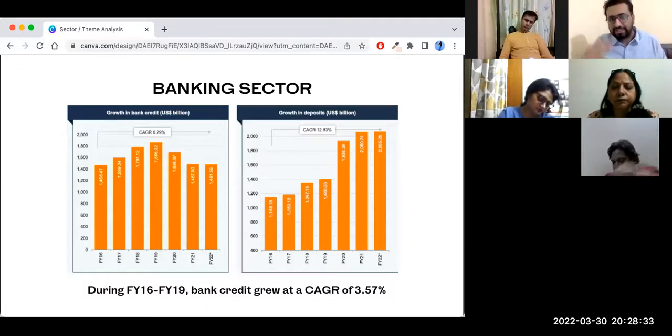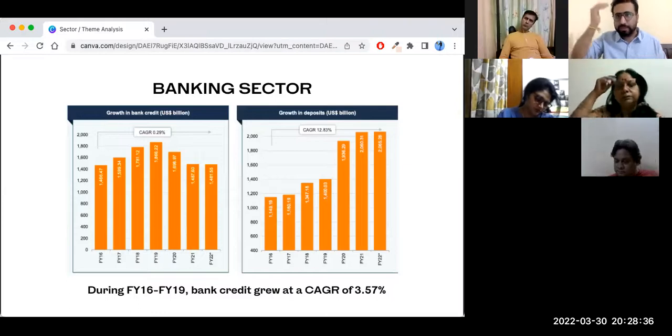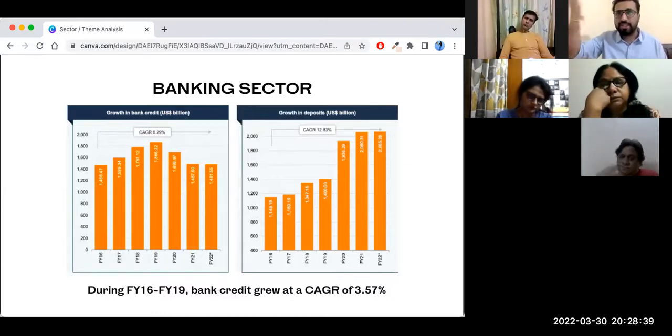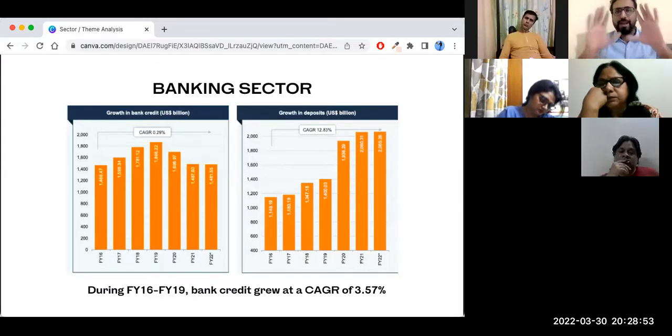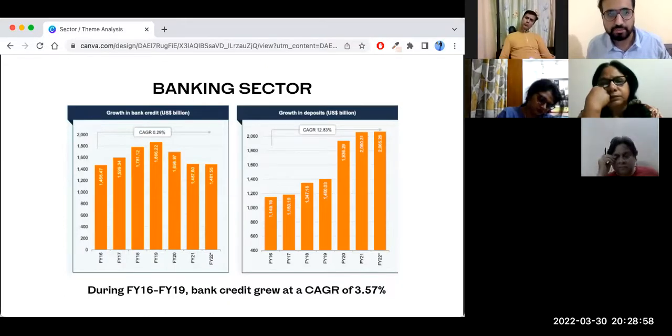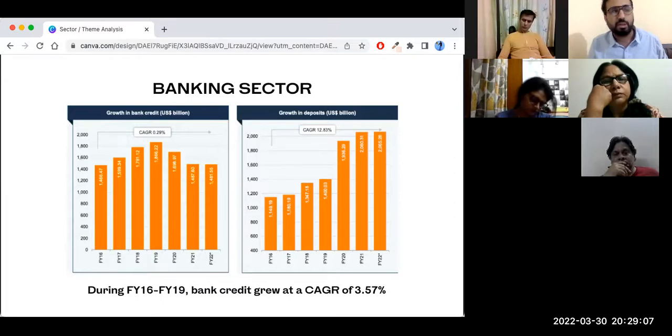Deposits actually grew at a much faster pace, let's say 10 to 12%, but because loans only grew by 3.5%, the overall sector is driven by loans. If more loans are given, that's where business comes from. So because loans grew at 3.5%, the overall banking sector was growing at 3.5%. How did I get this data? I got it from the DRHP of a bank that did an IPO in 2020. I forgot the name of the bank. It's a very small bank.